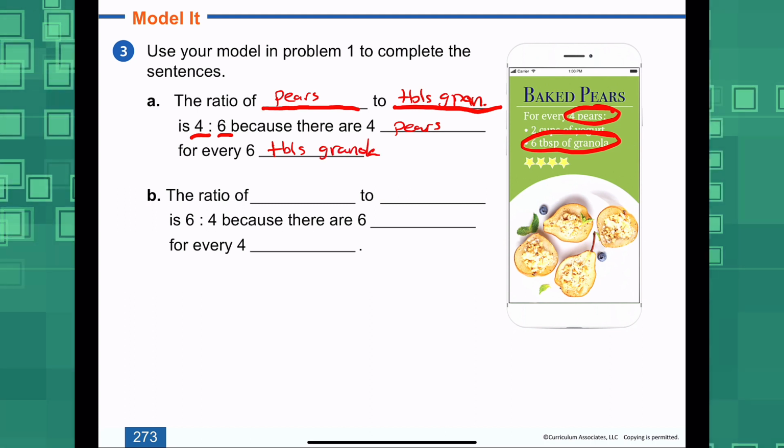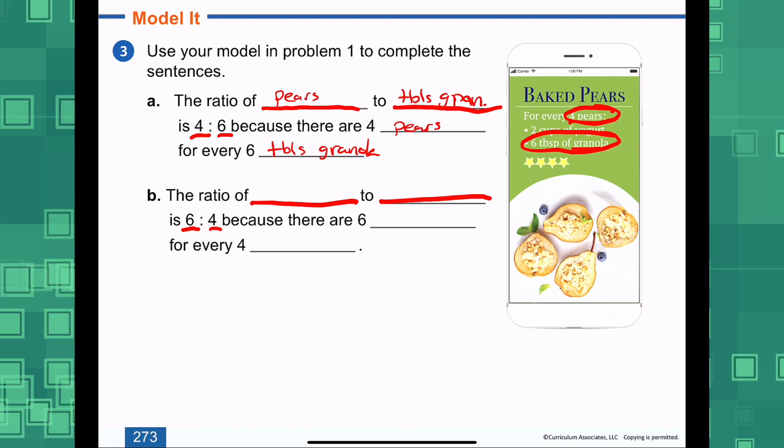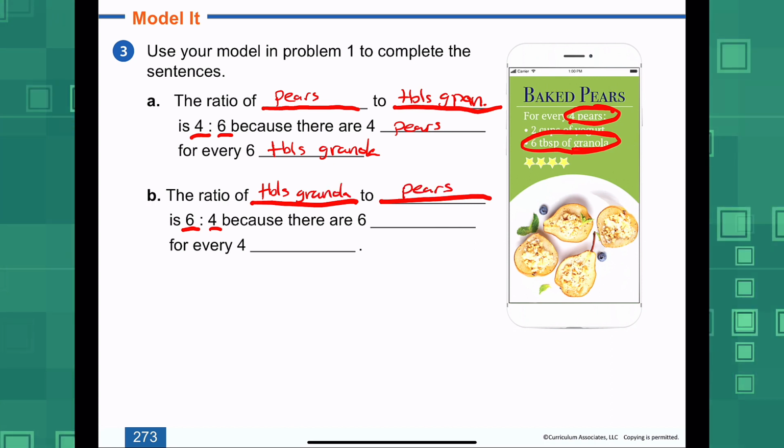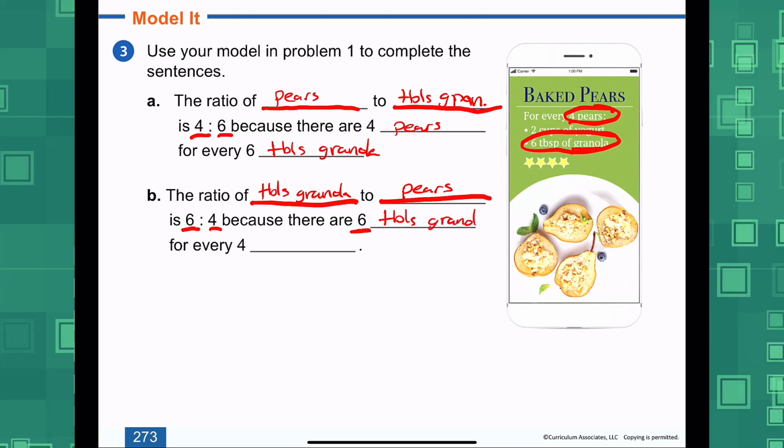The ratio of blank to blank is 6 to 4. Well, what is 6 to 4 then? Well, that would be granola to pears, right? Because how many? 6 of what? 6 of what? 6 tablespoons of granola for every 4 pears.